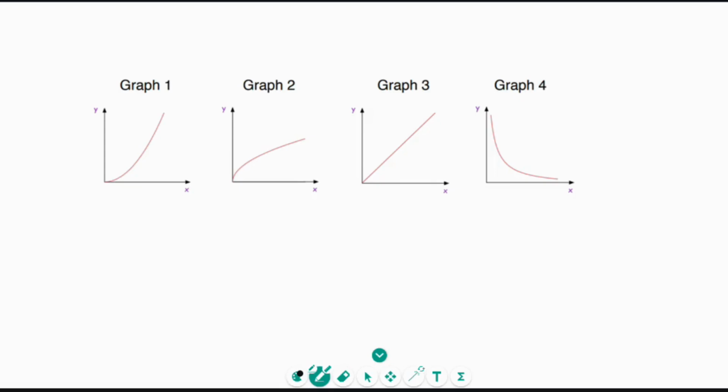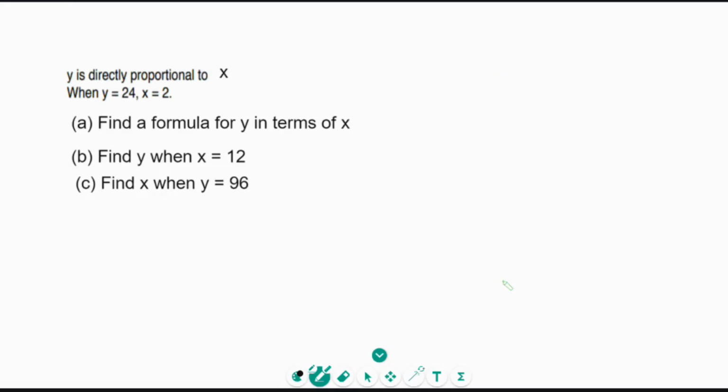Okay, let's just have a look at these graphs before we move on. Have a look at these graphs and have a little think which show the two variables in direct proportion. So hopefully it shows graph 3, because we have a straight line. It shows a constant gradient, a constant increase. The rest of them are curved.